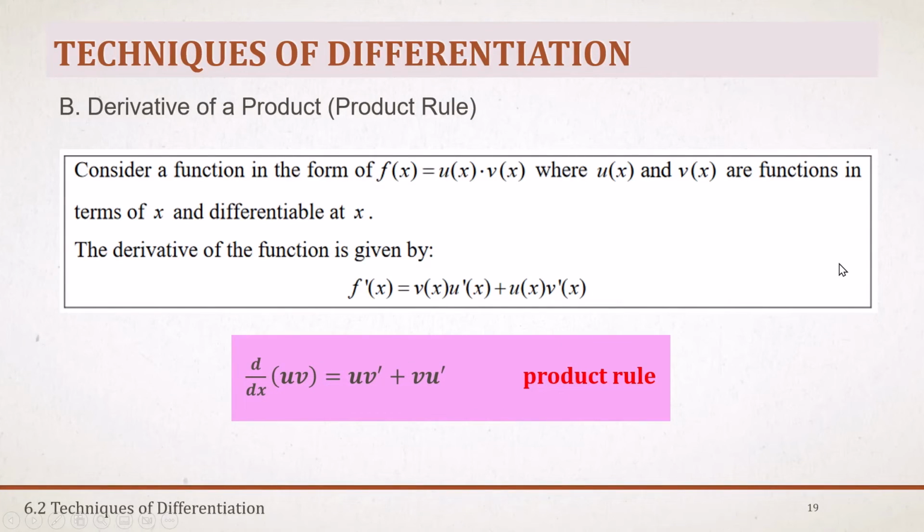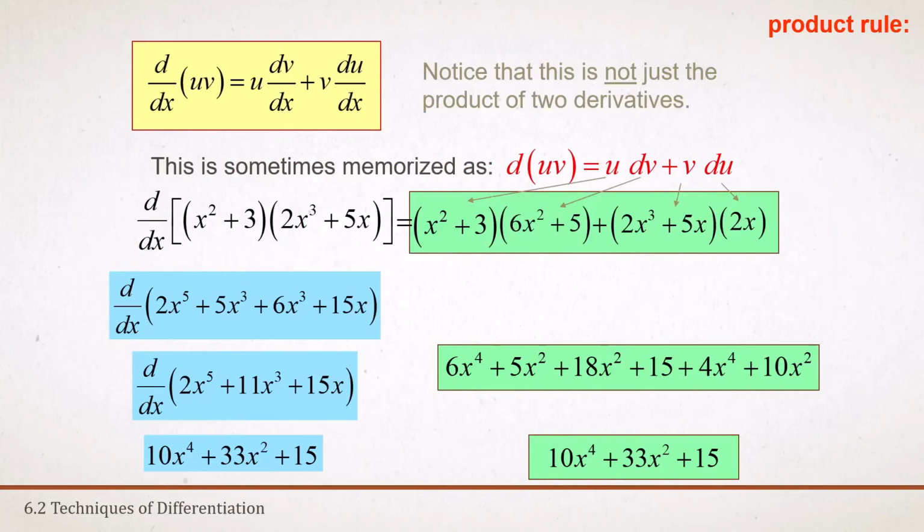Now, let us look at the second technique. It's called derivative of a product, where we use something called the product rule to solve a function which is in the form of a multiplication of two different functions. So now the formula given by this product rule is, if you want to differentiate uv, two different functions, then the formula is u v prime plus v u prime.